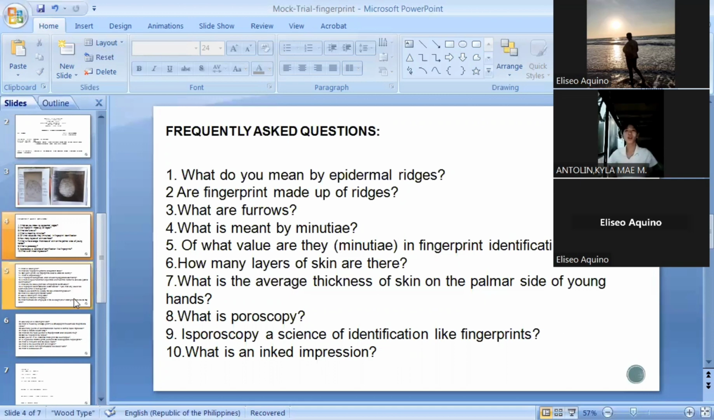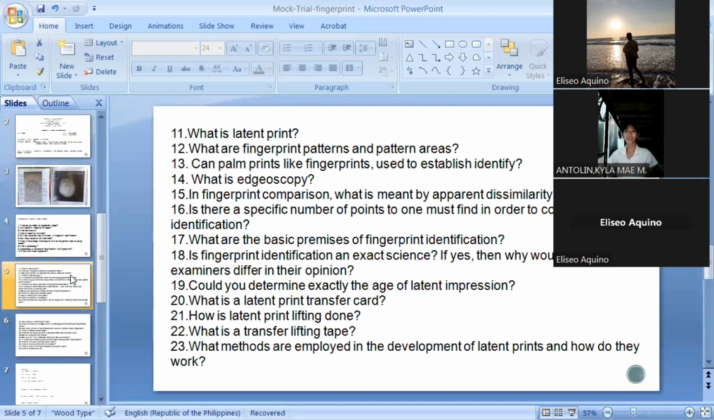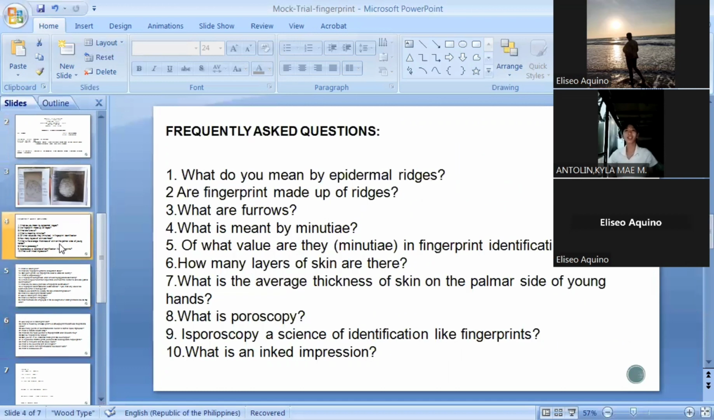Then 3, furrows are essentially the spaces or valleys that separate the ridges and contribute to the uniqueness of an individual's fingerprint. 4 refers to the unique details or characteristics found within the ridge patterns of a fingerprint. These minutiae points, such as ridge endings and ridge bifurcations, are used for individual identification and comparison purposes.